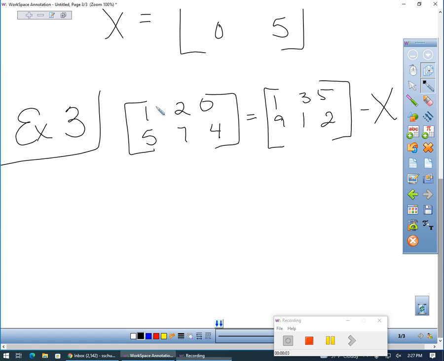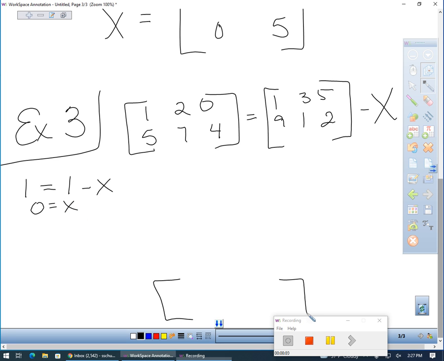So when we start off using that first spot, I'm going to take this 1 equals the 1 in the first spot minus x. So I subtract the 1 over, right? I get 0 equals x. So I'm going to put my matrix down here. My first answer to my matrix is 0. Next spot, I'm going to do the 2 spot right here. So I have 2 equals 3 minus x. Subtract 3 over, I get negative 1 equals negative x, so x equals 1.